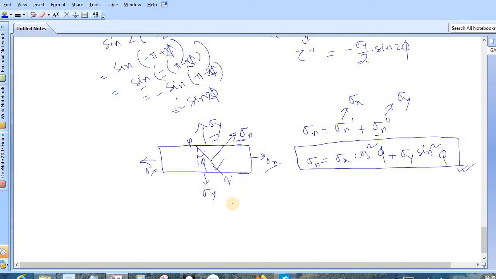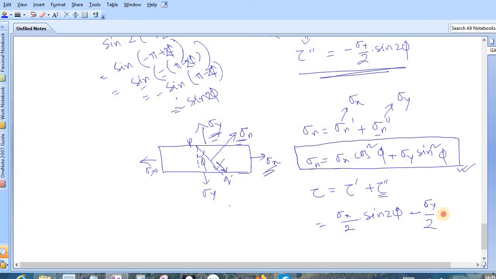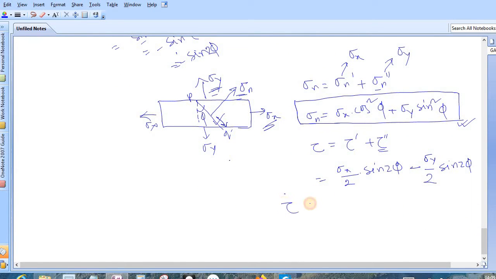And what about the shear stress on this plane due to this sigma x and sigma y? So again, sum of tau is equal to tau dash plus tau double dash. Tau dash was sigma x by 2 multiplied with sine 2 phi, and tau double dash was minus sigma y by 2 sine 2 phi. So simplify this, tau comes as (sigma x minus sigma y) by 2 multiplied with sine 2 phi.